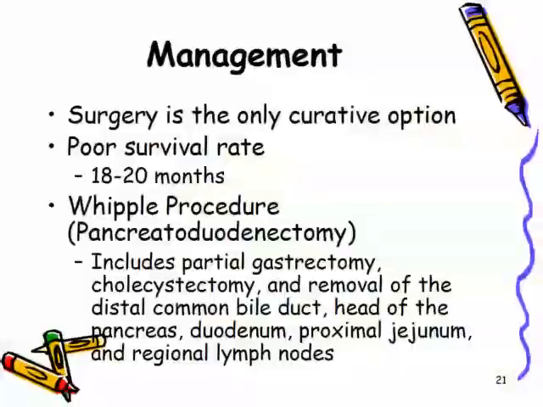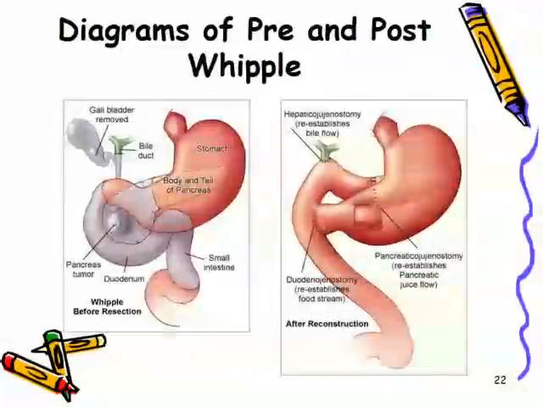And this just shows you an example of the patient that has the illness on the left, and then what the anatomical changes would be after reconstruction with the Whipple procedure as listed on the right.